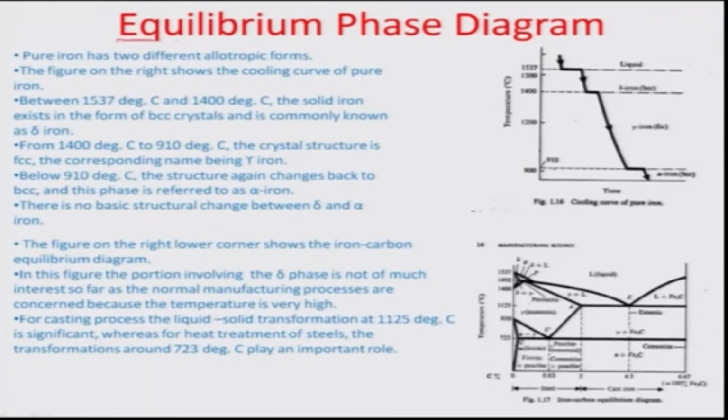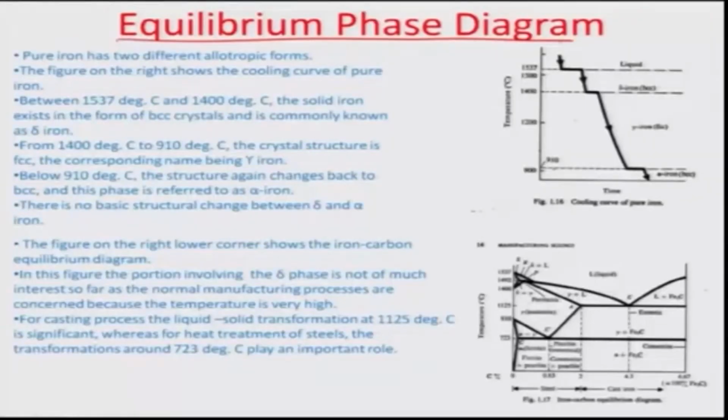So, let us now look into the iron carbon case, because it is also very challenging to plot because of the fact that iron has allotropic forms. So, it has an FCC and a BCC structure, both at different temperature ranges. The figure on the right shows the cooling curve of pure iron. Okay. So, between 1537 degrees Celsius and 1400 degrees Celsius, the solid iron exists normally in the form of BCC, body centered cubic structure crystals, and it is commonly known as delta iron.